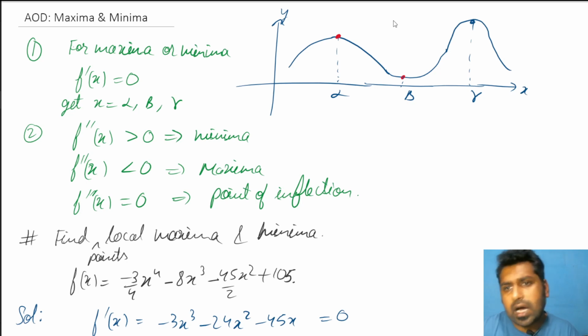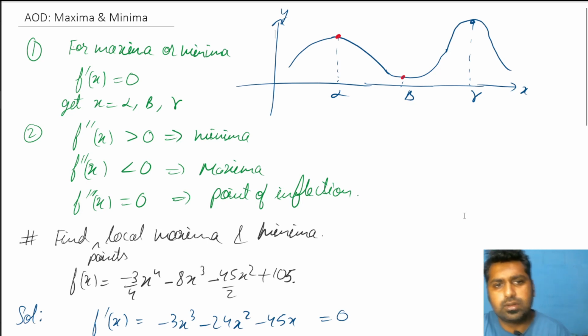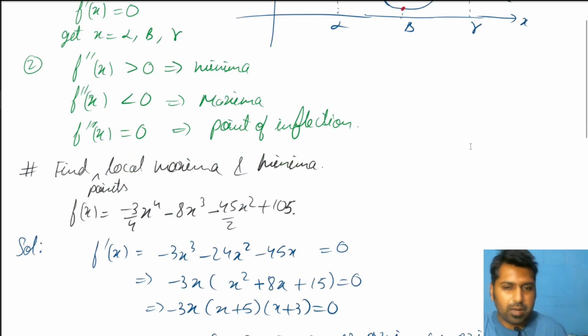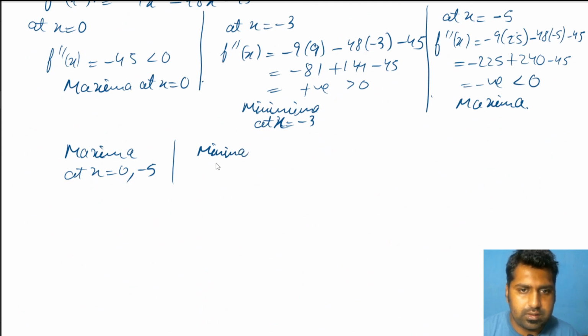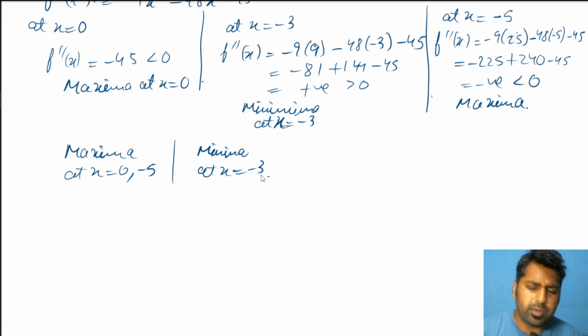So, but both are maximas as such. Okay. But if I had to talk about absolute maxima, that happens at gamma. Okay. So maxima at these values and minima at x equal to minus 3. If you want, we can calculate the values also. What is the value? We are not going to do that in this question.